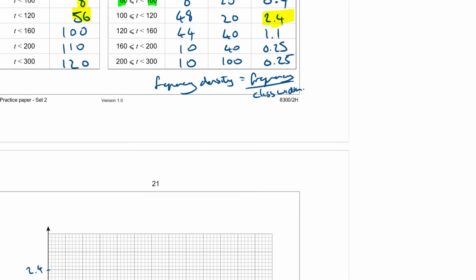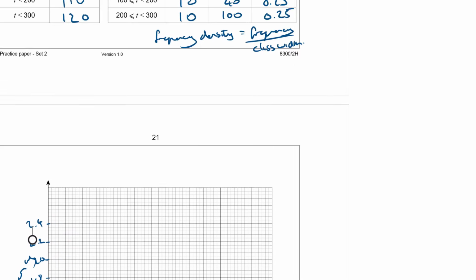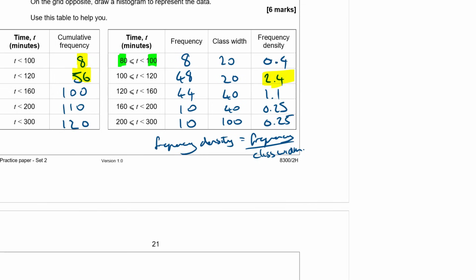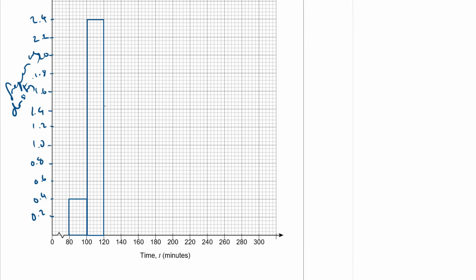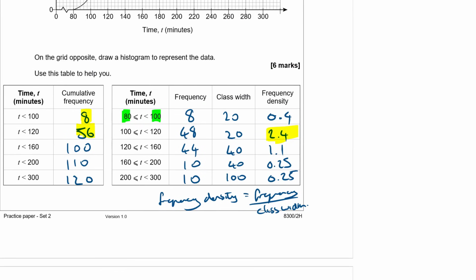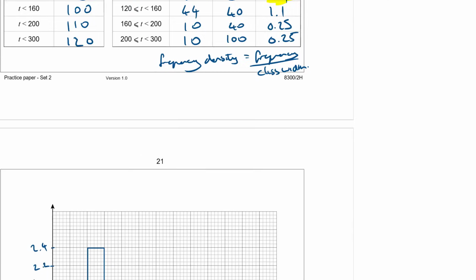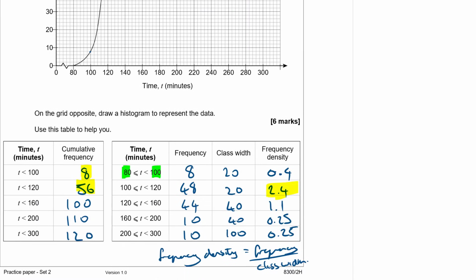Okay, so my first bar was frequency density of 0.4 and going from 80 to 100. Now the second bar goes from 100 to 120 and has a height of 2.4. Now the next bar goes from 120 to 160 with a height of 1.1. Notice that one is a bit wider than the other two because it represents a wider class width. The next one is running from 160 to 200, has a height of 0.25.